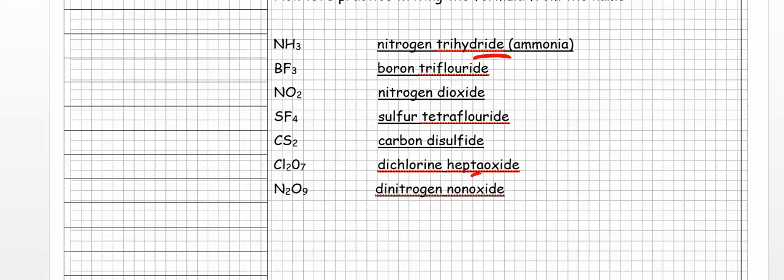The last one is N2O9, dinitrogen, not monoxide, nonoxide, right? 9 is nano, right? So dinitrogen nonoxide. So that's the last one.